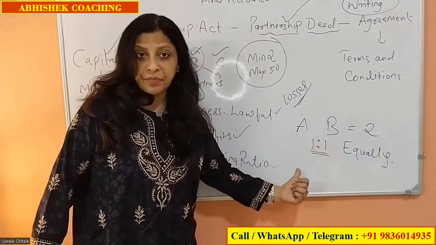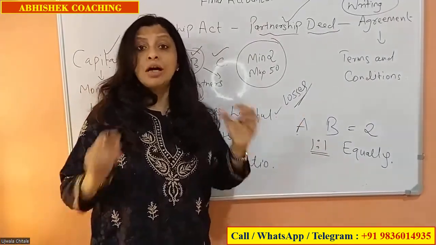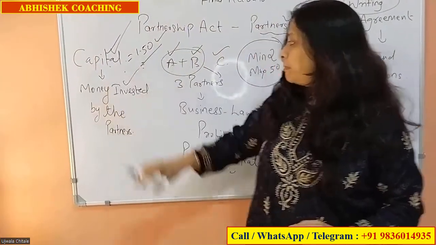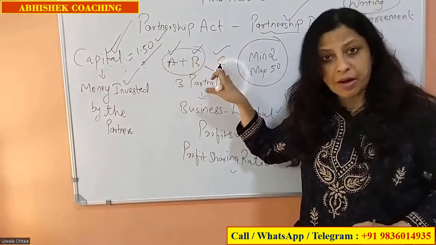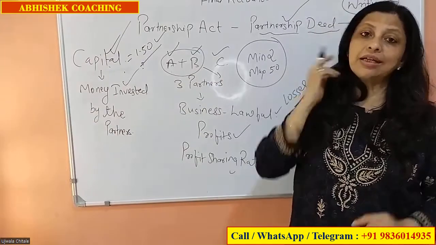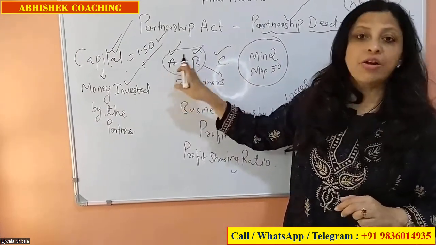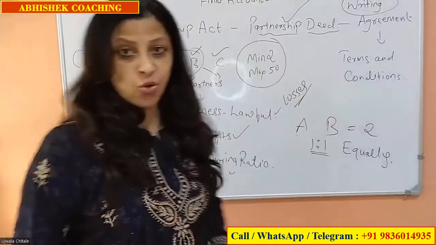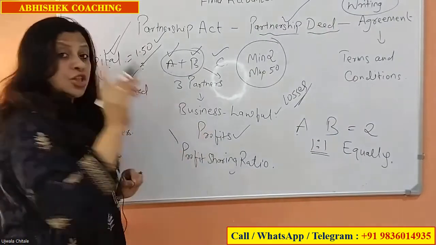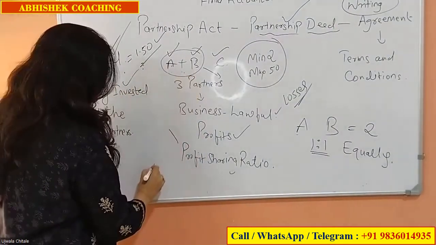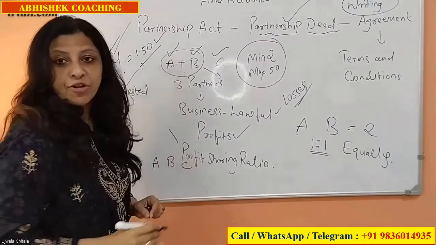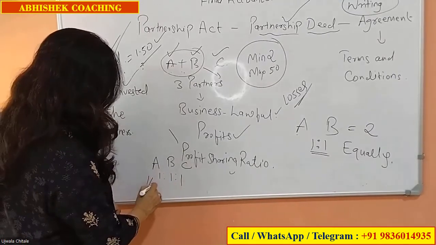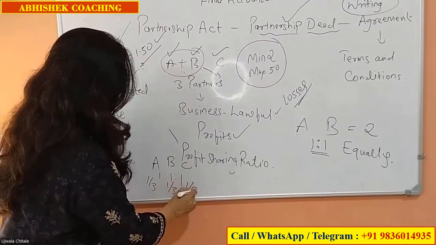The profit sharing ratio generally depends on the amount of capital that partners are bringing in. So in this example, A, B and C are three partners, and all three are bringing in the same amount of capital, that is 50,000, 50,000 and 50,000. When they bring capital in equal ratio, the profit sharing ratio is generally equal. So the profit sharing ratio will be 1:1:1, that is 1/3, 1/3, 1/3.